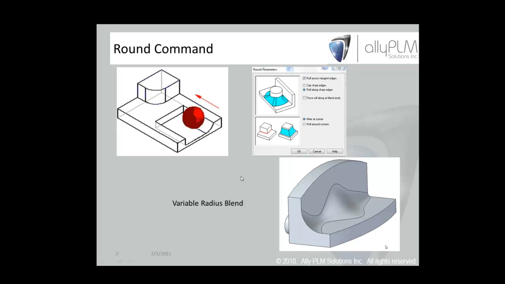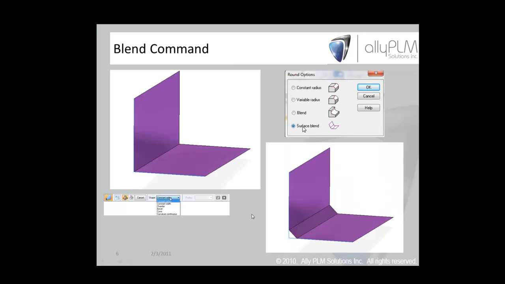Different types of rounds we can do. Maybe we want to do a variable radius, give a little bit more control at certain points. You see on the bottom right screenshot, I'll show you how to do something like that. And then we're going to look at the blend command, as I mentioned. Maybe we do the blend command as a surface blend. Maybe we're doing some surfacing tools.